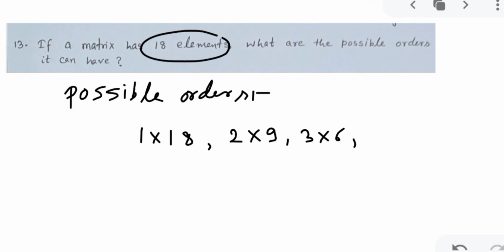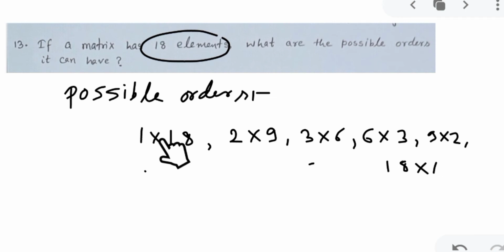Then 6. So the others will be, if 18, then you can write 6 cross 3, correct? And then 9 cross 2, and then 18 cross 1. So this many possibilities will be there: 1, 2, 3, 4, 5, 6. Okay, so these are the possible orders. So the answer will be this only. The possible orders you will write: 1 into 18, 2 into 9, 3 into 6, 6 into 3, 9 into 2, 18 into 1. Obviously this is a 1 mark question, so this is the answer.